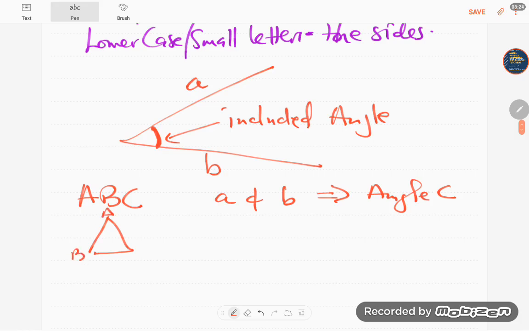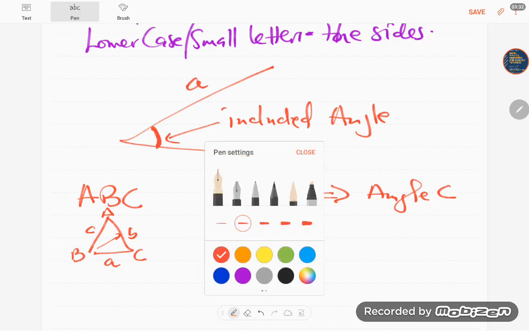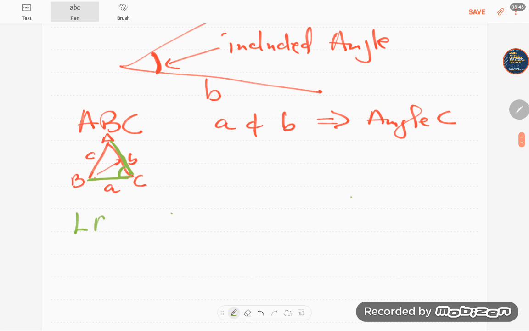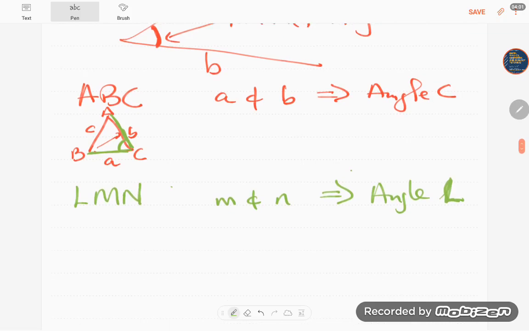We can see that if we draw the triangle right quick. So that's A, B, C. This is going to be side B, this is going to be side C, and this is going to be side A. Notice how sides A and B make the angle C. Is that okay? So you can make predictions using that. If I gave you a different triangle, L, M, N, and I gave you side M and side N, then the angle that they make is going to be angle L. So that's the included angle.